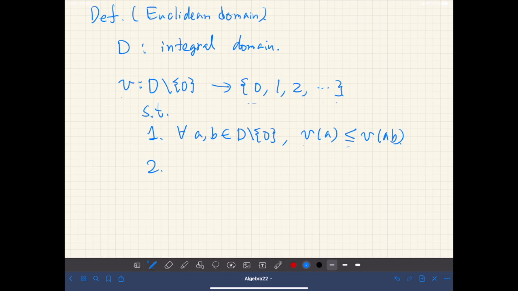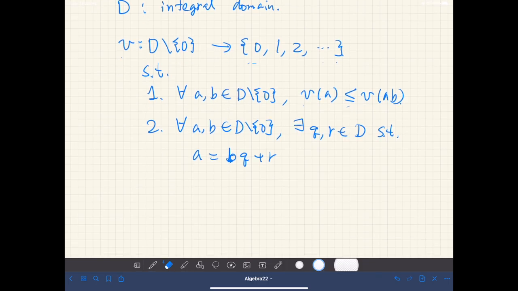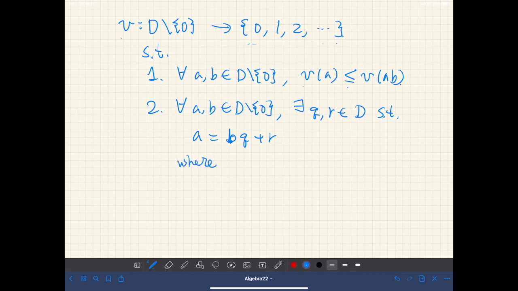And two, for all A, B in D except for 0, there exist elements Q and R in D such that we have A is equal to BQ plus R, where we have either R is equal to 0 or, if R is not 0, then V of R is less than V of B.